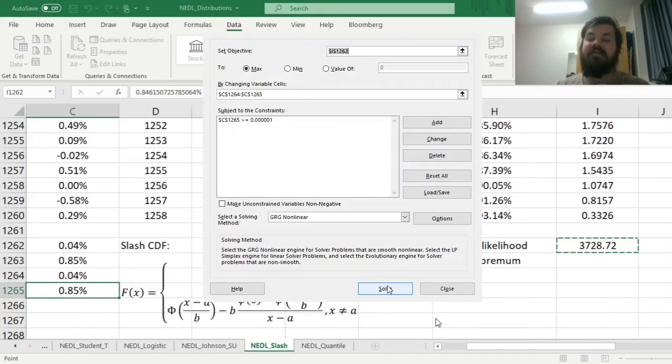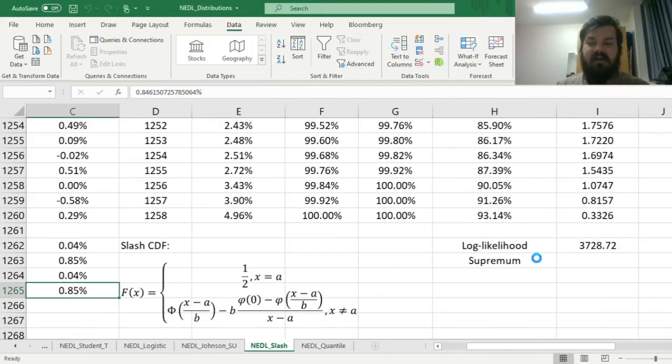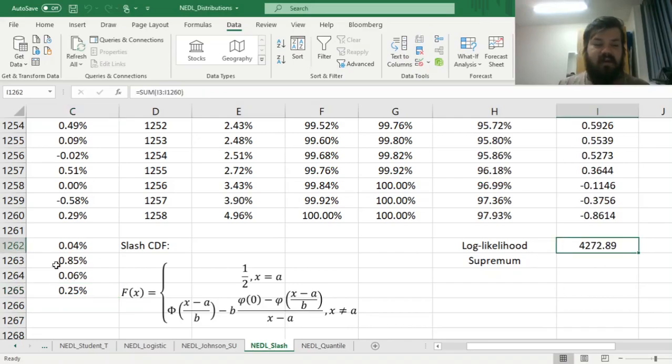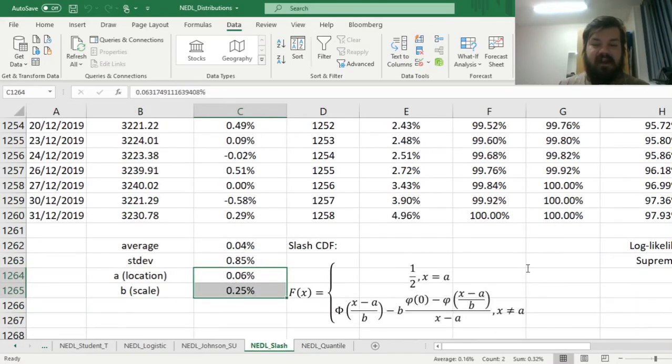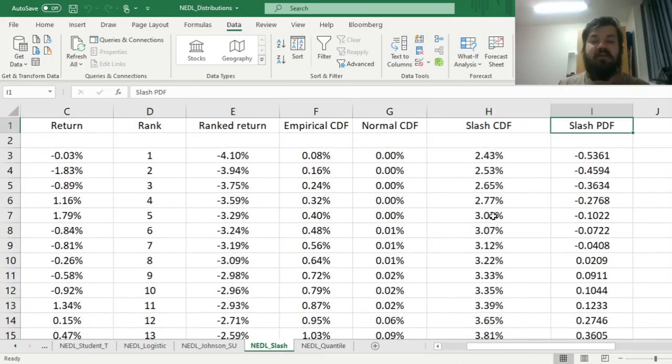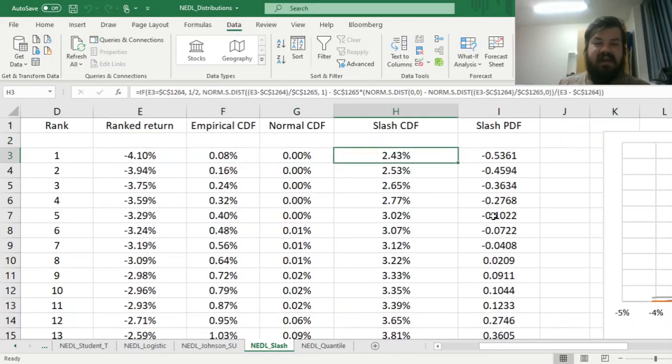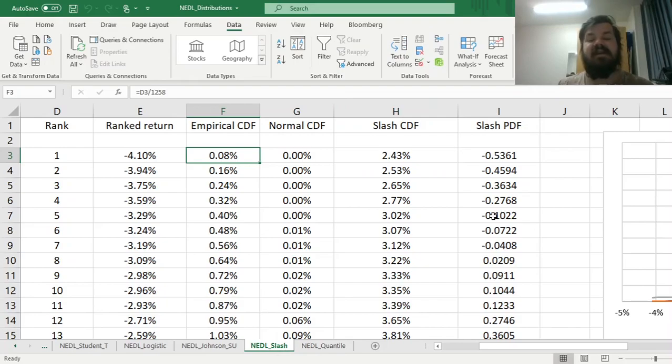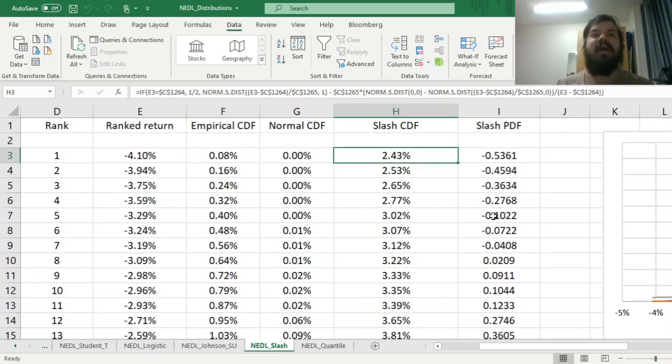And we are ready to optimize this formula, clicking solve and arriving at the optimal value of the log likelihood. We can see that we have arrived at new values of the location and scale parameters and new values of the slash cumulative distribution function. We see that our tail's actually quite a bit fatter still than what should be the case given by our data, but not as pathologic as the Cauchy distribution predicts.